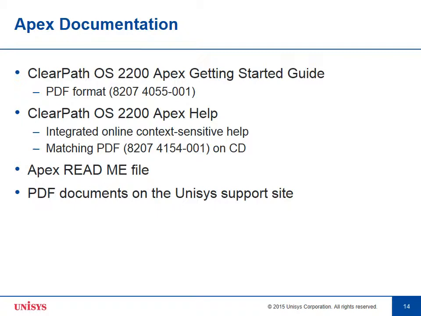Apex documentation has 2 main parts. The Getting Started guide is in PDF format, and the integrated context-sensitive help is also provided in PDF format. Installing Apex installs the PDF documents and the context-sensitive help along with a README file. The PDFs are also available on the Unisys support site.